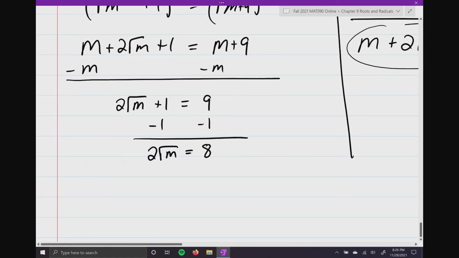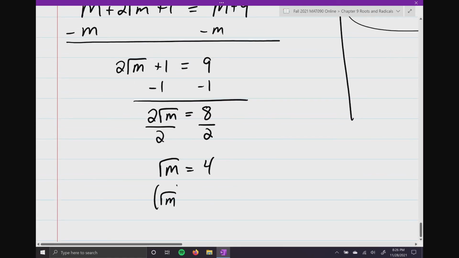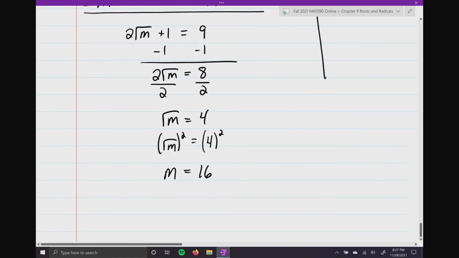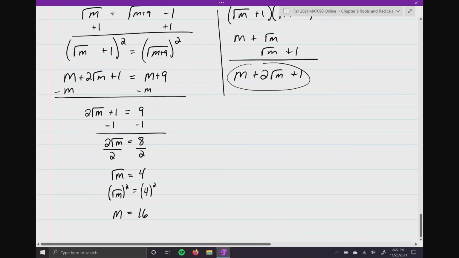And since the right-hand side is a nice number, I can divide both sides by 2 to give me the square root of m equals 4. And then finally, from here, I will square both sides of the equation again to give me m on the left and 16 on the right. Now remember, you got to make sure that 16 checks out. Okay? So let's write the original equation, which I forget what it is. Where is it? There it is, all the way up there.